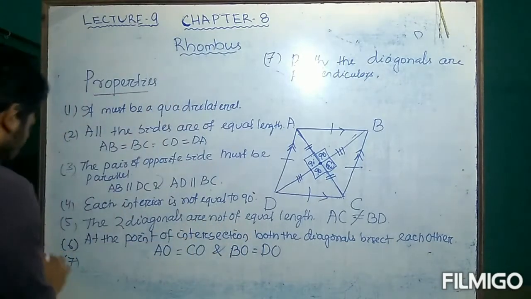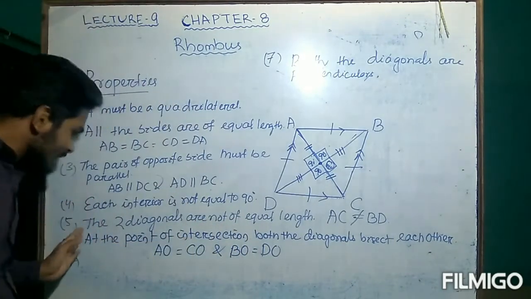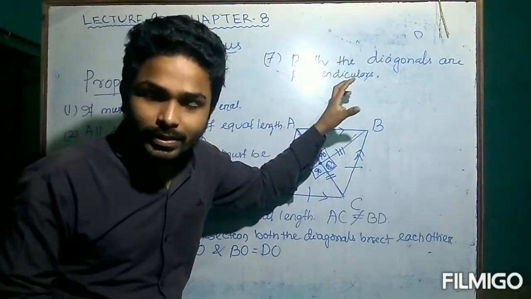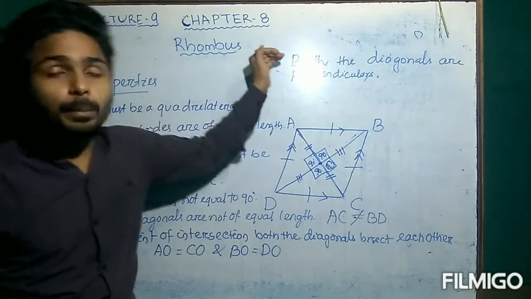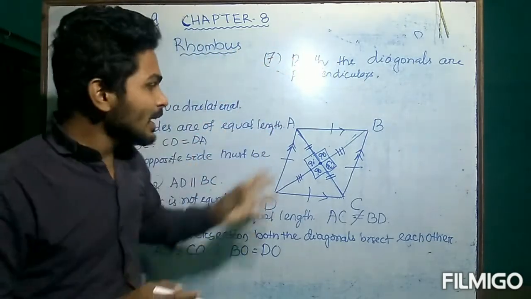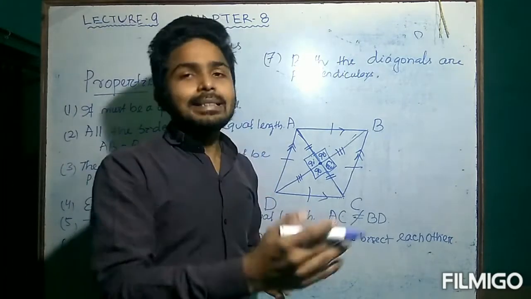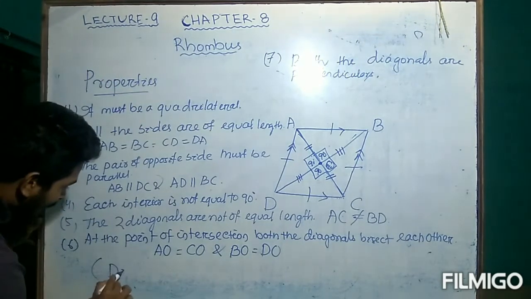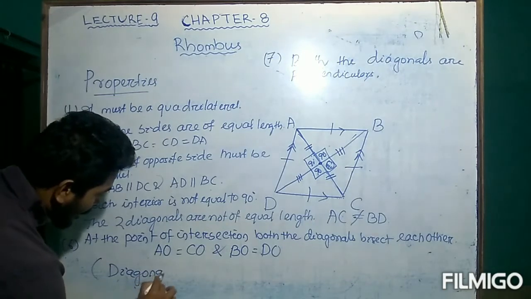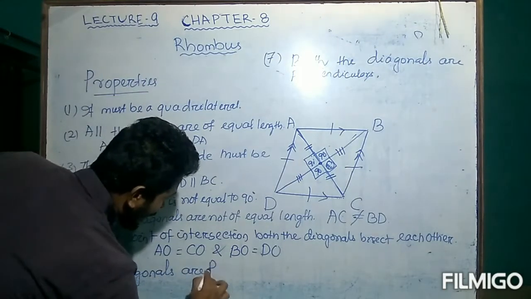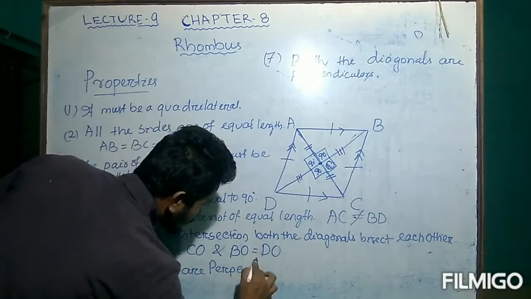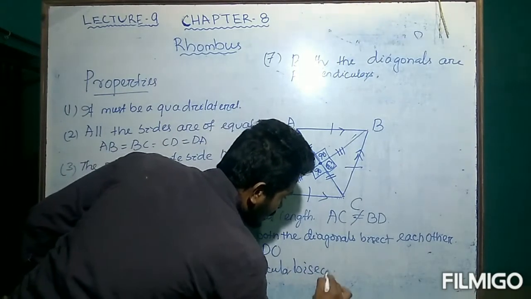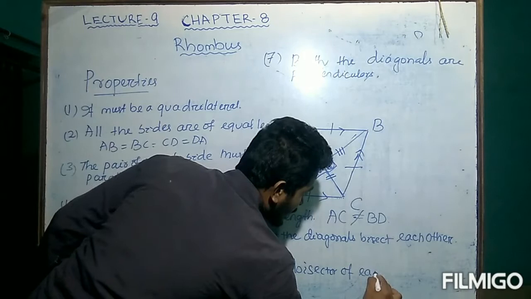Okay, but in the sixth point, what we have discussed in point 6, we have discussed both the diagonals bisect each other. Here we discussed both the diagonals are perpendicular to each other. So if you want, you can combine properties 6 and 7, and you have to write that both the diagonals are perpendicular bisectors of each other. Okay, so combinedly you can write: diagonals are perpendicular bisectors of each other.